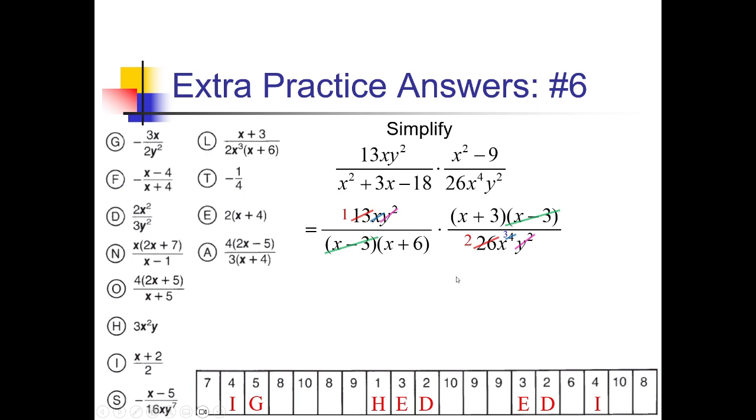So collecting what's left over, in the numerator, there's nothing in the upper left here. There's still an x plus 3 over here, though, so that's my whole numerator now.